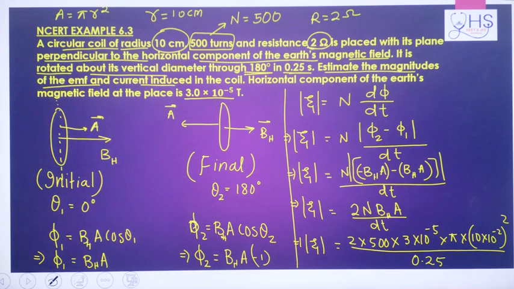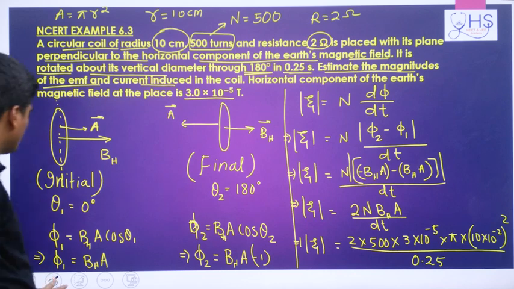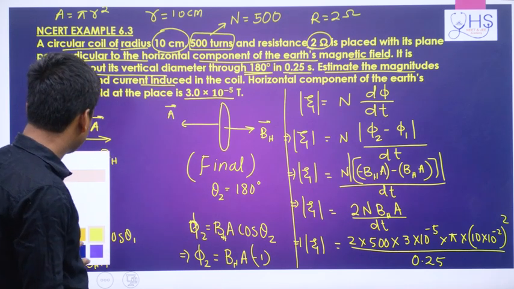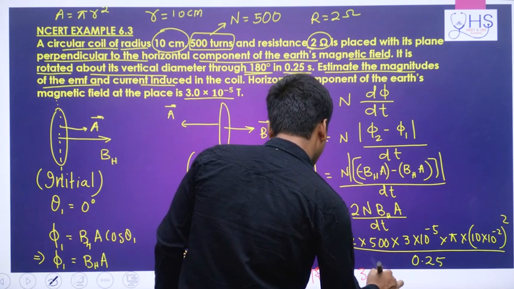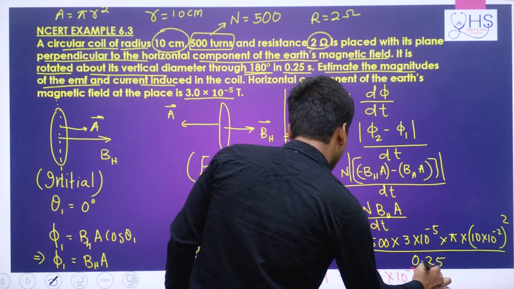Now let us calculate it. 2 into 500 is around 1000. 1000 into 3 becomes 3000. Pi will be there, so in terms of pi you can keep it, or you can substitute the pi value, 3.14. So do the calculation. After calculation, the EMF will come 3.8 into 10 to the power minus 3 volt.